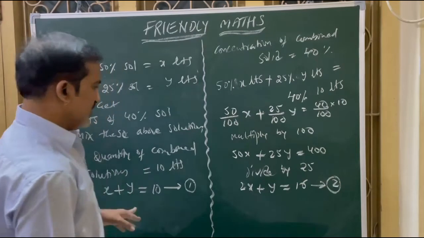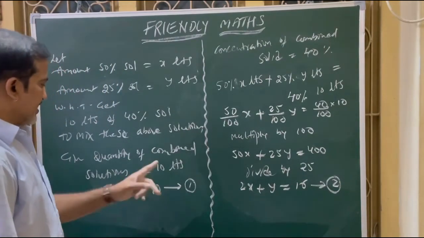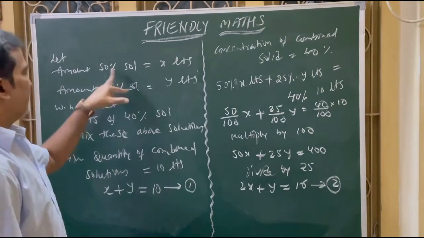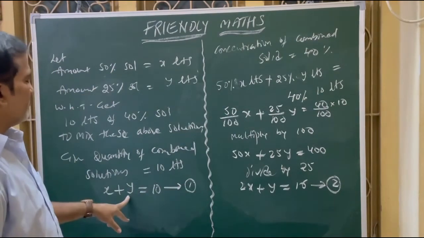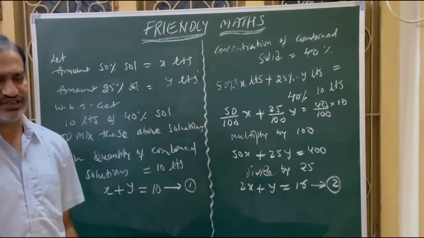Solve 1 and 2. Here y is there, here also y is there. You can eliminate. Then you are getting x is equal to 4, which is 4 liters of 50% solution. By substituting, y is 6 liters, 6 liters of 25%. Easy to solve by elimination method.